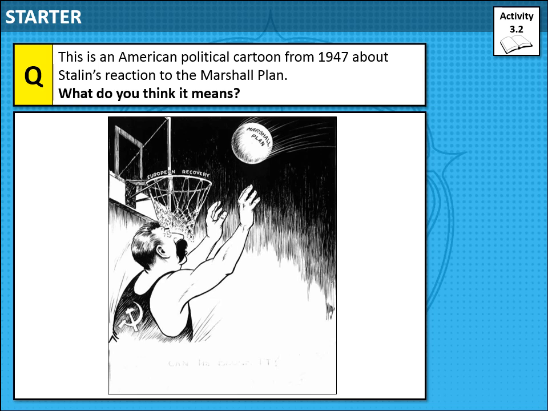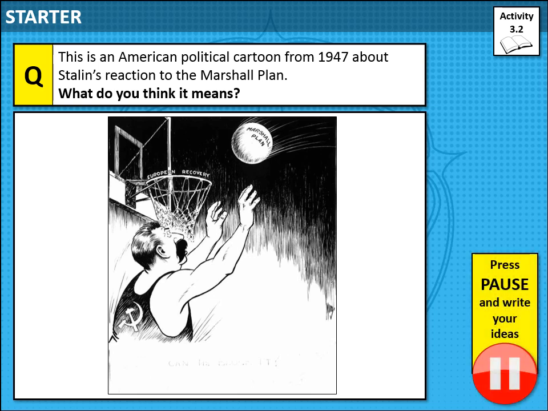So here's your starter, activity 3.2 in your workbook. Today, I've given you an American political cartoon from 1947, and it's all about Stalin's reaction to the Marshall Plan. What do you think the cartoon means? I want you to pause now and look really carefully at the cartoon. What can you see happening, and what do you think it means? Write down your ideas, and when you're ready, hit play, and we'll move forward.